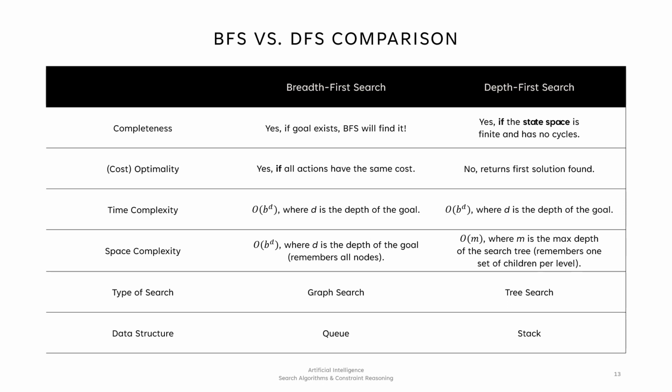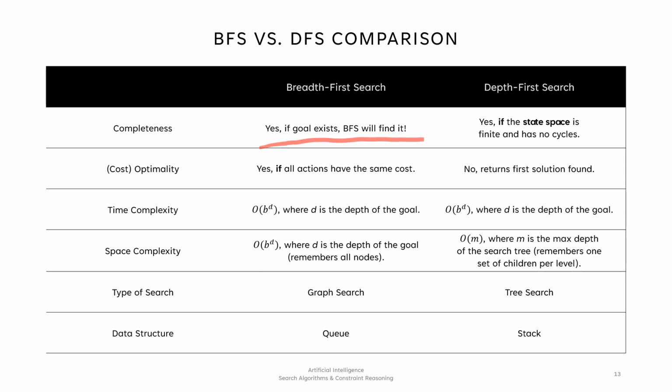For completeness, yes, breadth first search. If the goal exists, BFS will find it. Yep, it's taking up a lot of memory, but it will get to it. It's not going to miss stuff. Depth first search is complete if the state space is finite and has no cycles, because depth first search is going to go down as soon as possible. If you have a node that leads into a cycle, it will continue to follow that forever if you don't do any sort of cyclic detection.